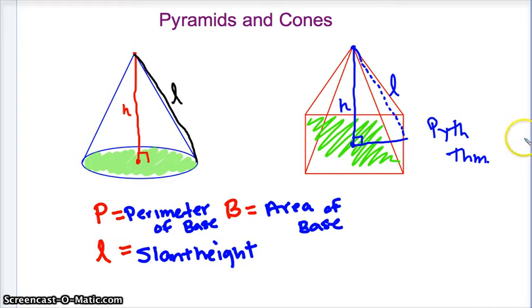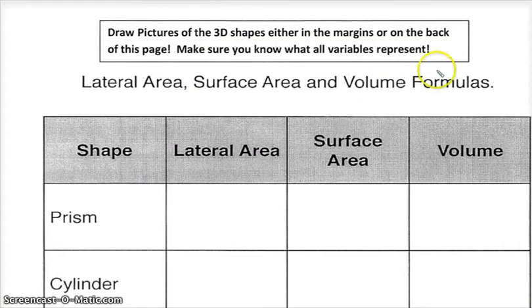All right, let's take a look at the formulas for lateral area, surface area, and volume of pyramids and cones. You should turn to your formula sheet, and let's move down to the middle two and look at pyramids and cones. First, we'll look at lateral area. The lateral area of a pyramid is 1/2 times the perimeter of the base times the slant height.